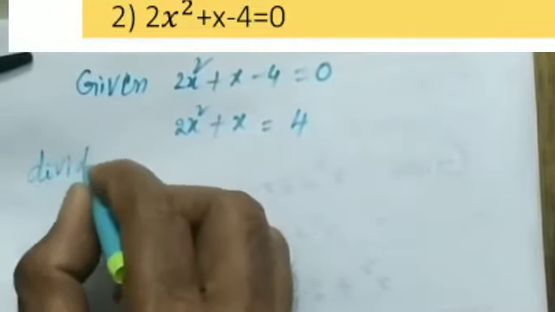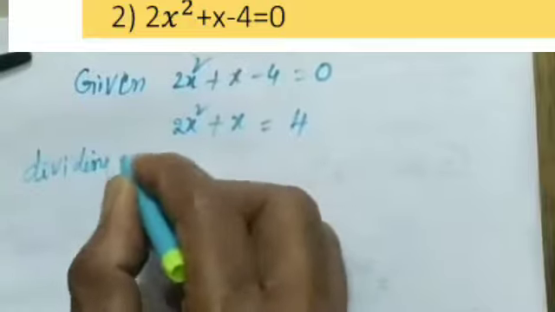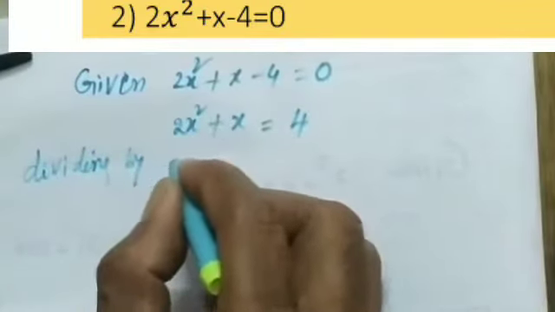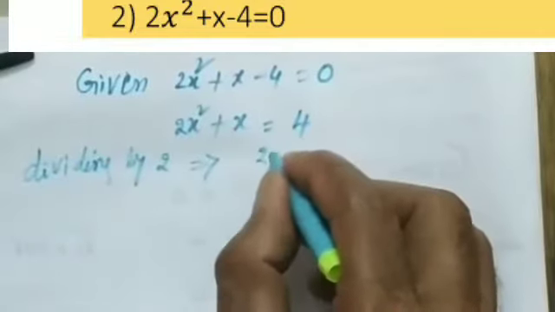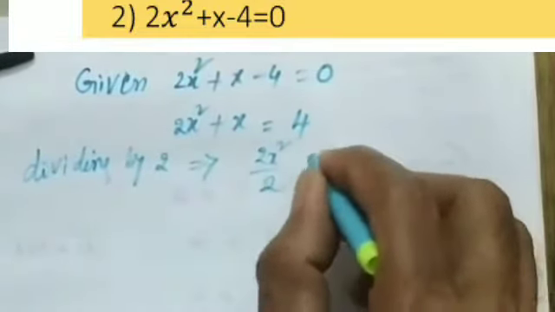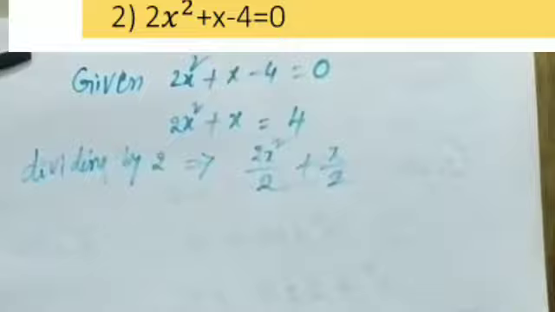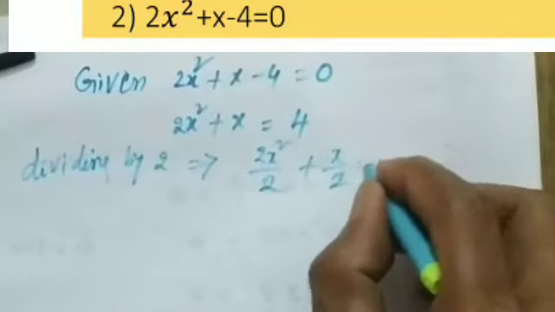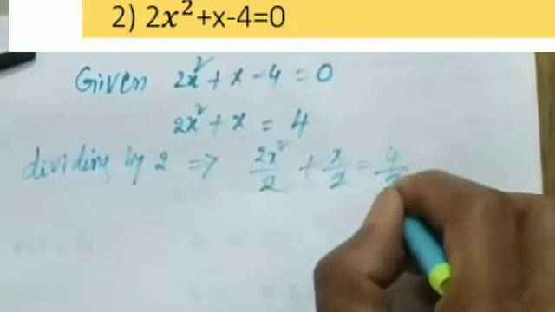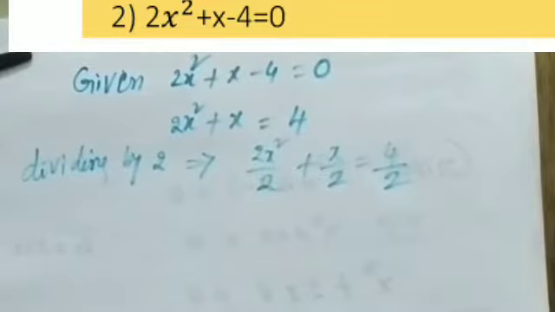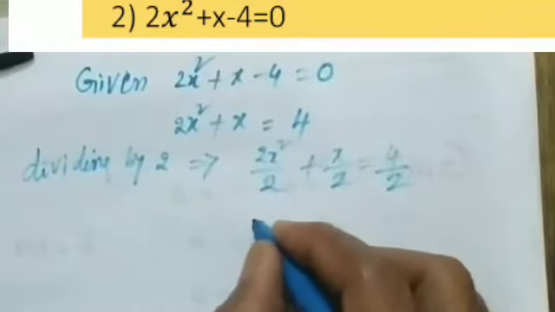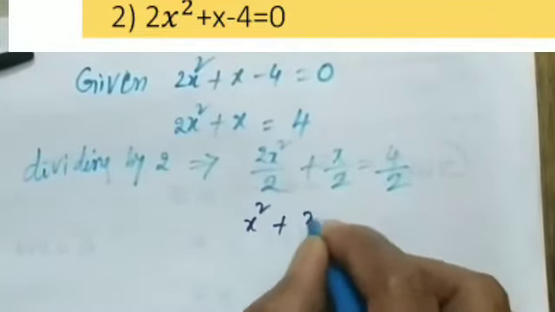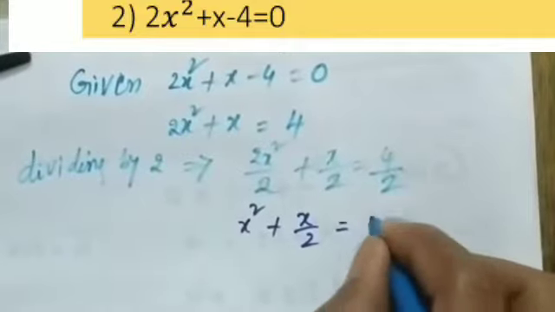So take minus 4 to the other side and divide each term by 2. For x square, you must remove the 2. For that purpose, you have to divide each term by 2, equal to 4 by 2. Now divide it gently. For x square, the 2 cancels, leaving x square. Now x by 2 equal to 2.